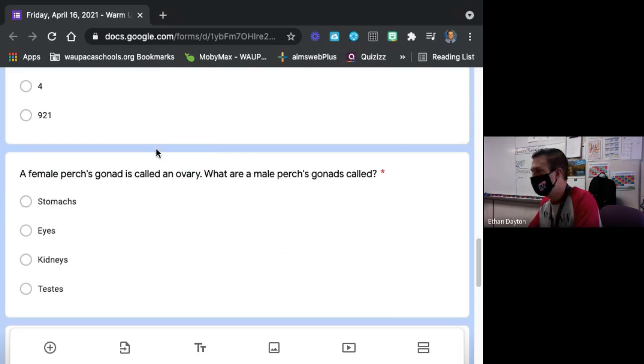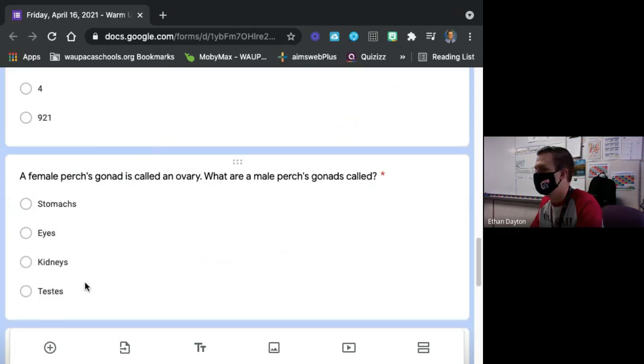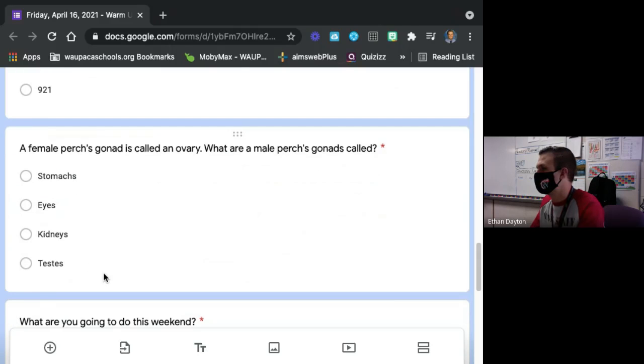Anyway, a female perch's gonad is called an ovary. Ryan and Parker had one of them. I guess in second hour, we had a lot more female perches, and they had a lot more ovaries, and fewer of the males. The male's gonads are called what? Stomachs, eyes, kidneys, or testes? Sawyer? Testes. Testes, okay. And those are much smaller and not filled with eggs. Oh, I thought it's called the esophagus.